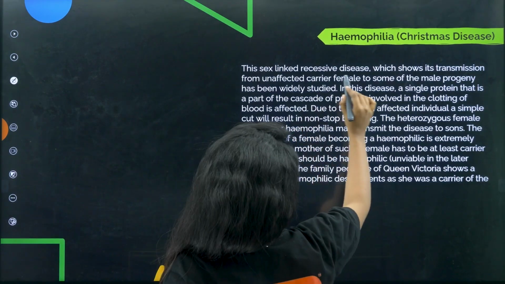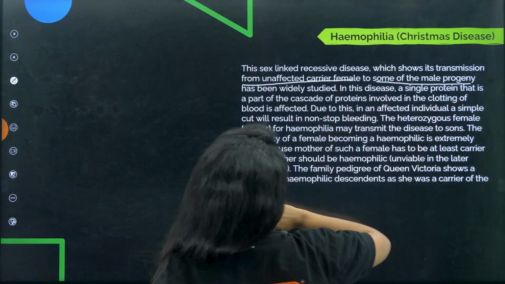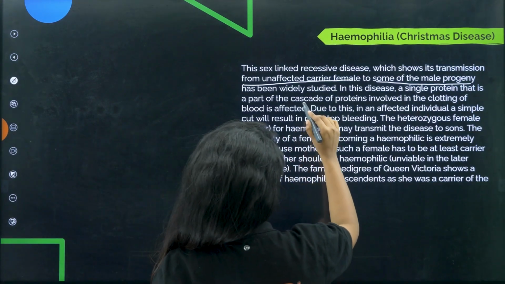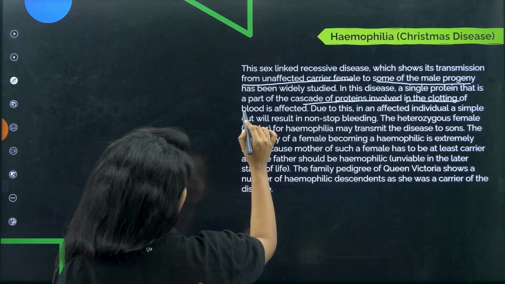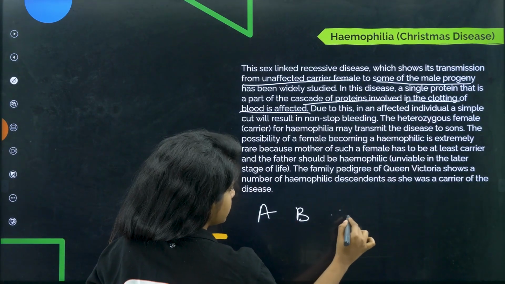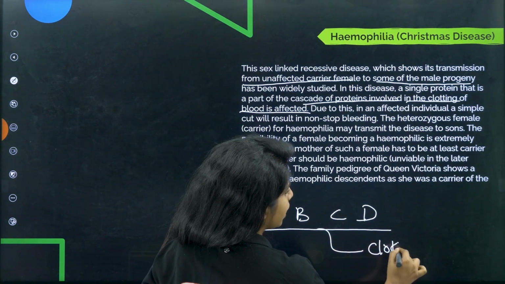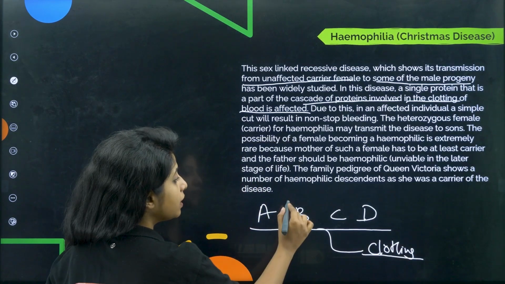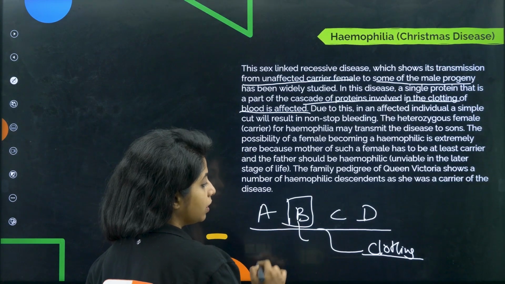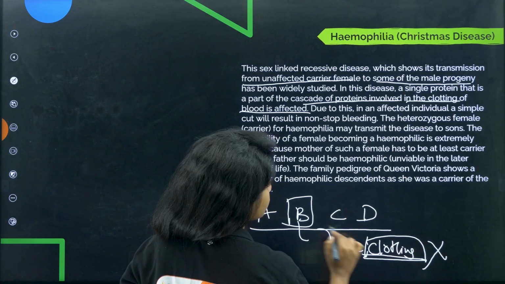Now, the sex-linked recessive disease which shows transmission from an unaffected carrier female to some of the male progeny has been widely studied. In this disease, a single protein that is part of a cascade of proteins involved in the clotting of blood is affected. What do we mean by a cascade of proteins? For example, A, B, C, D are a cascade of proteins which release something that leads to clotting of blood. But B says it is not going to produce what it was producing. When B is not doing its work, the team effect is not there.